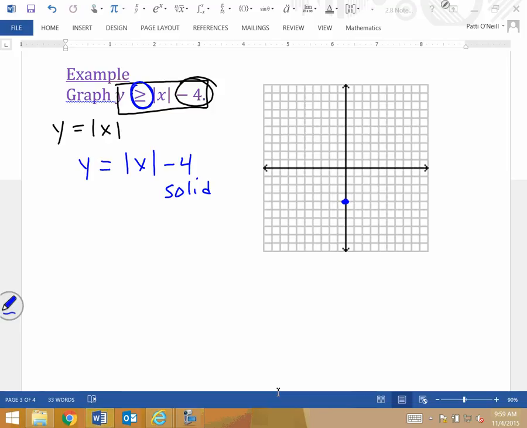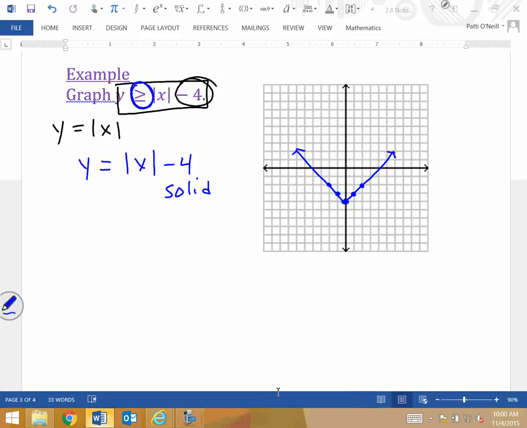I didn't move anywhere horizontally, so it stays along the y-axis. And then I'm going to move according to the idea of the absolute value function. So I'm going to put a few of the points on here. It's solid, which means I'm going to connect my dots. And this is the general shape of my graph.